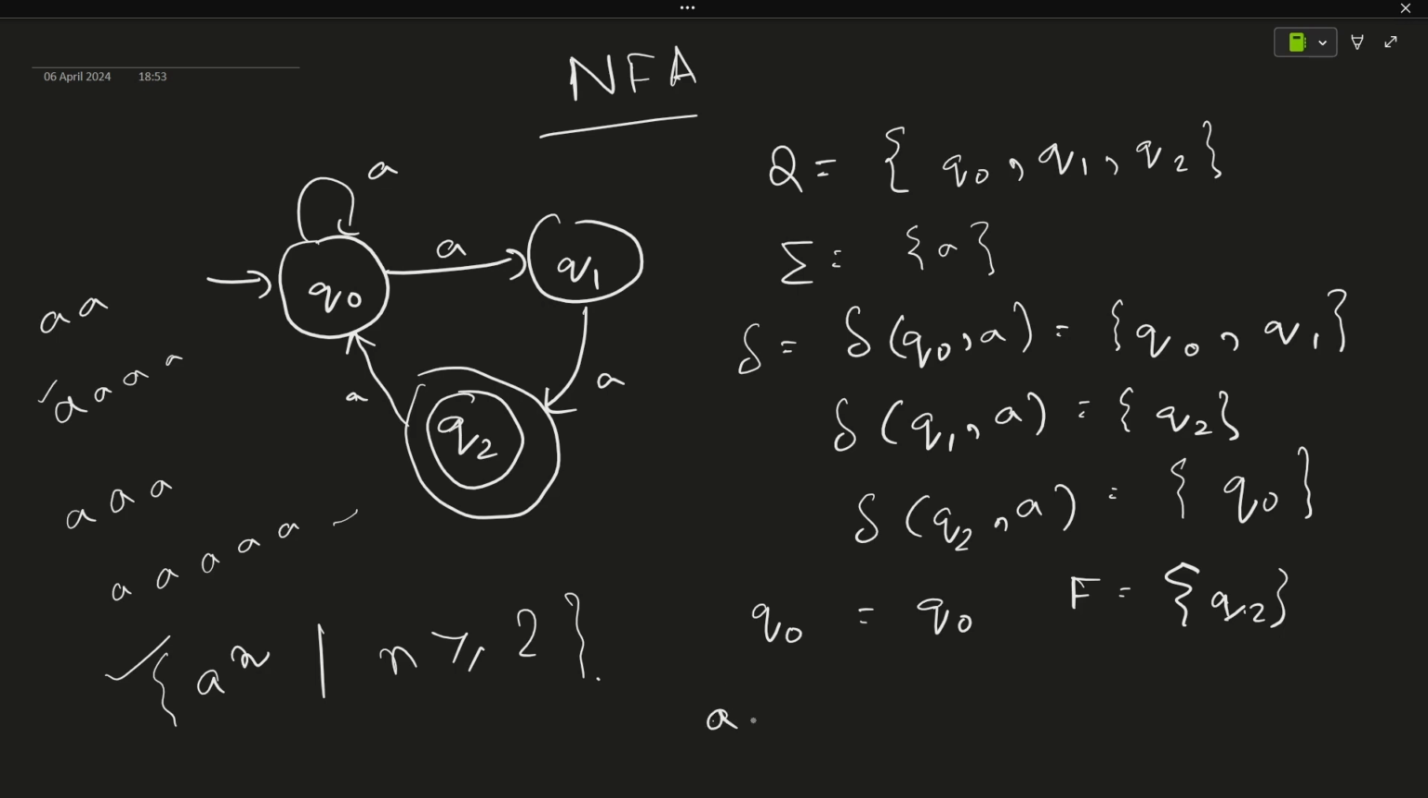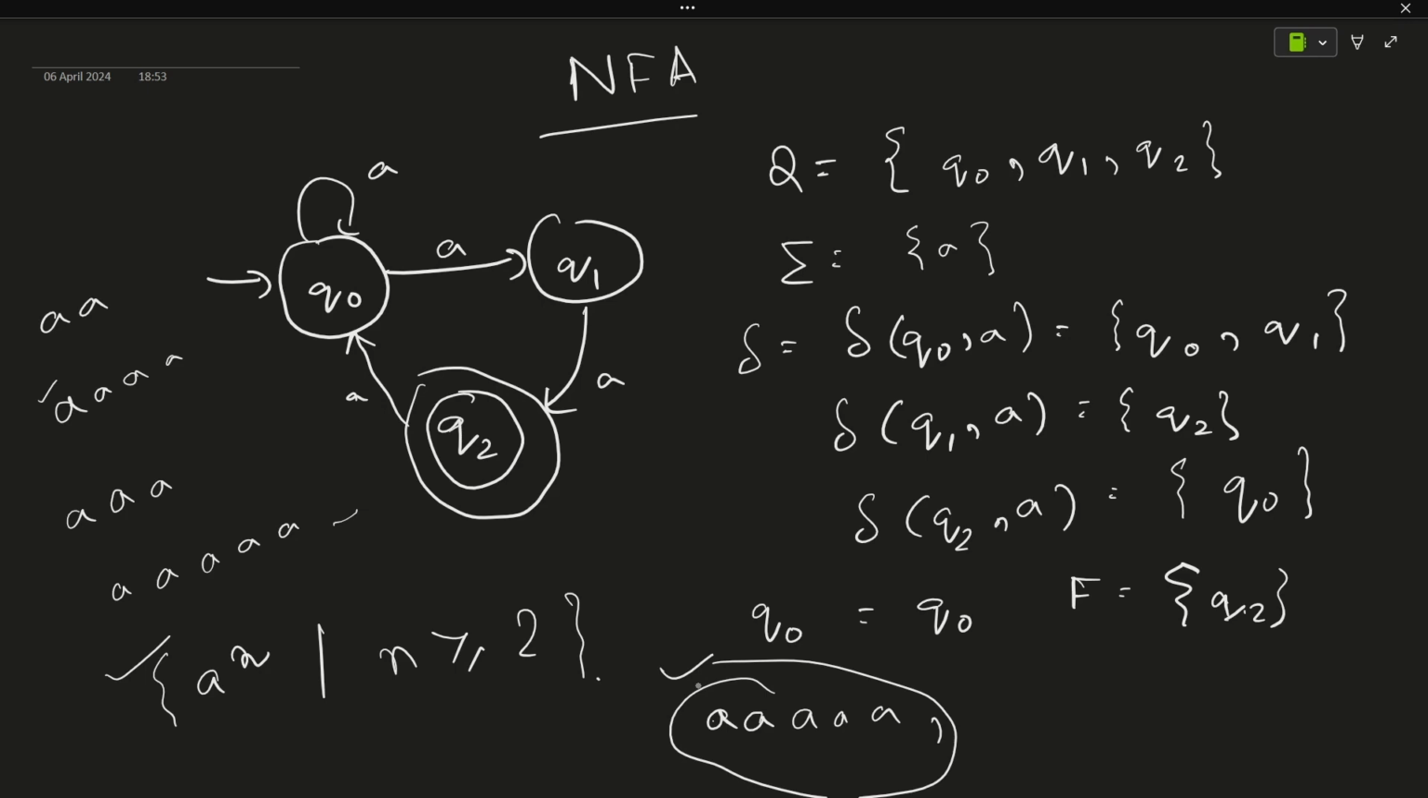See this string A. This is one possible path, and another possible path is A, double A, triple A, then A. This is another possible path. For this there are two paths, and if at least one path from the initial state goes to the final state, then we can consider that the string is accepted.